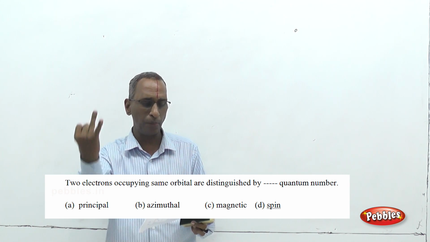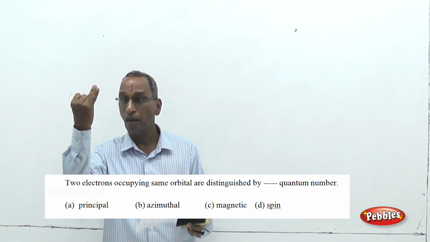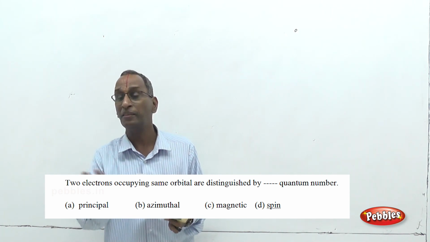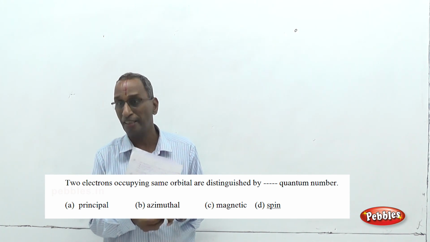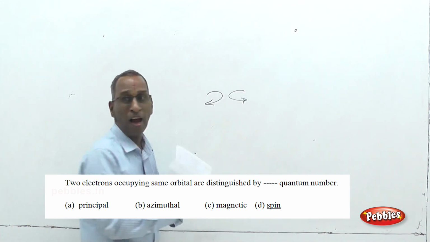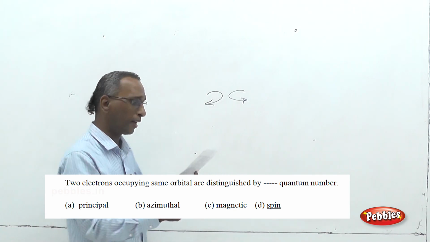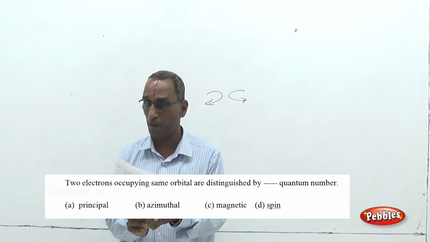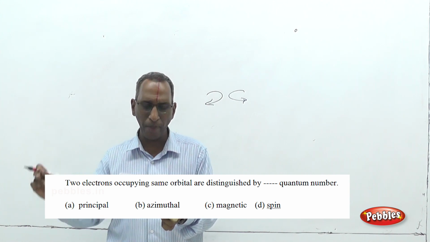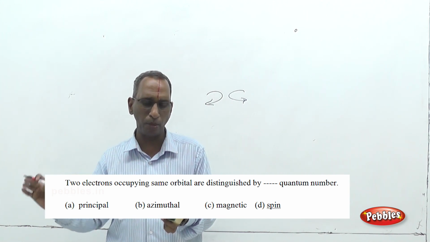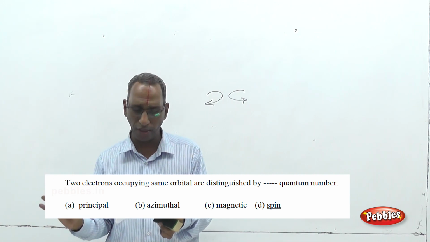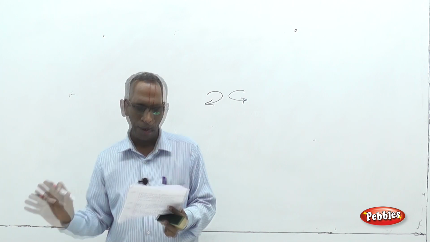If 2 electrons are in the same orbital, their principal quantum number will be same, their azimuthal quantum number will be same, their magnetic quantum number will be same because they are in the same orbital, but their spin quantum number will not be same because one spins in the clockwise direction, another spins in the anti-clockwise direction. So here the correct choice is spin quantum number. So 2 electrons occupying same orbital are distinguished by spin quantum number, not the other types. That finishes this question. Next question.